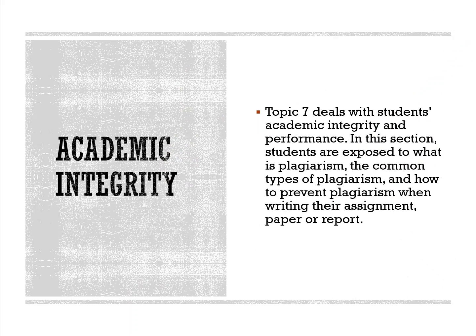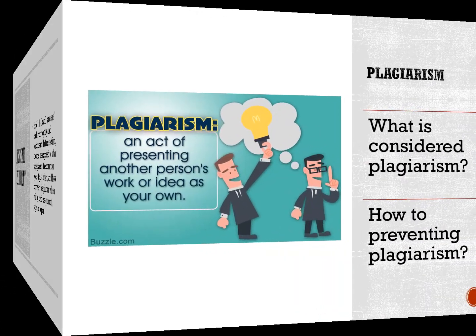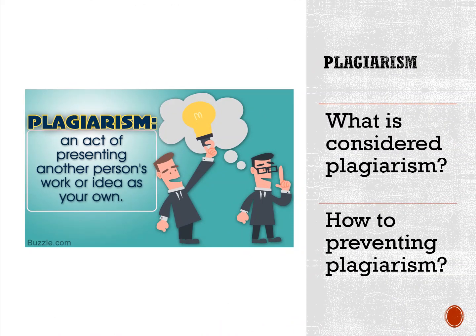Now, in topic 7, we are going to deal with the students' academic integrity and performance. Therefore, in this section, students are exposed to what is plagiarism, the common types of plagiarism, and how to prevent plagiarism when writing their assignment, paper, or report. So, we are going to learn what is plagiarism, what is considered as plagiarism, and how you as a student can prevent plagiarism.